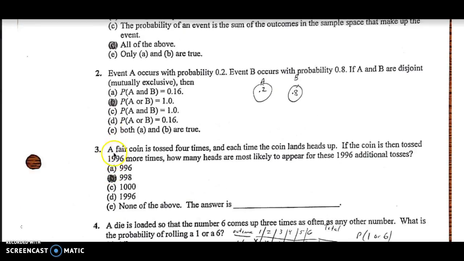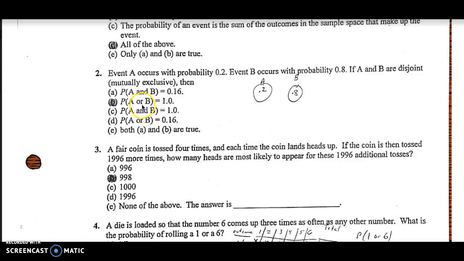For number 2, it says event A occurs with probability 0.2 and event B occurs with probability 0.8. If A and B are disjoint, which means mutually exclusive, then what? Disjoint means that they don't overlap at all, so I drew 2 separate circles for my Venn diagram. The probability of A and B would be the intersection. There is no overlap, so that would be 0, so A is wrong. And for C, there's no overlap, so it can't be that.